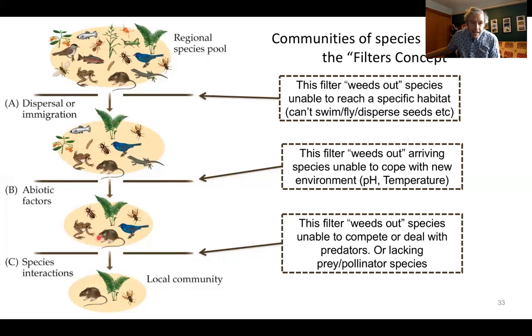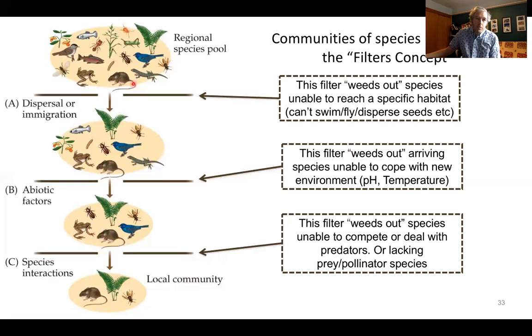Any species that can pass through the biotic filter can cope with the other species. It becomes established and forms part of the local community. So when we're looking from the regional species pool down to the local community, we have this series of filters that you have to pass through.